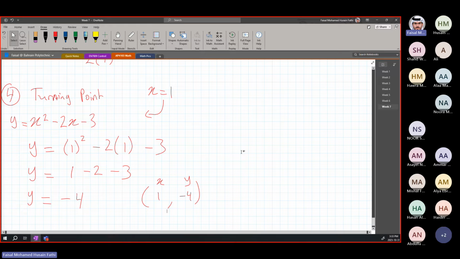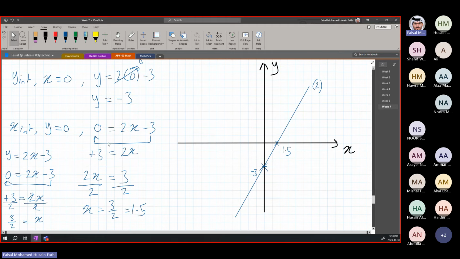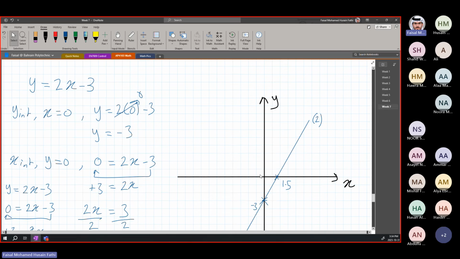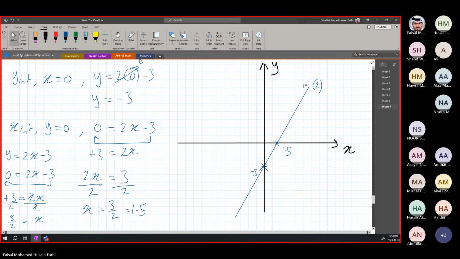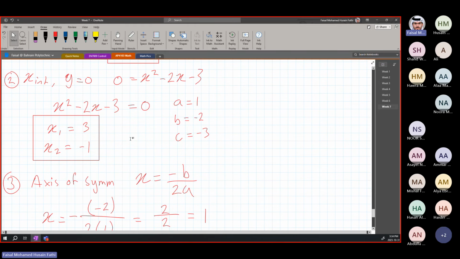We don't need the axis of symmetry for the first equation, Muhammad, because the first equation is a linear equation. We're not plotting a parabola, so there is no axis of symmetry here. It's a straight line. The axis of symmetry is only used to plot a parabola, which is a quadratic function.